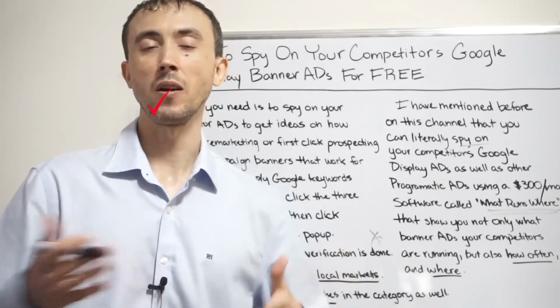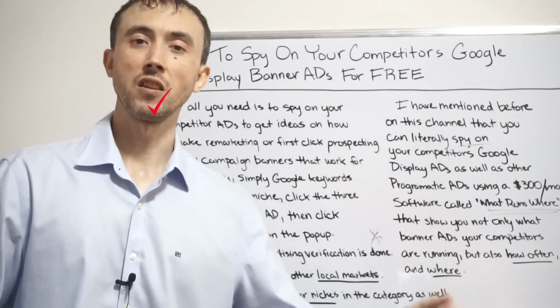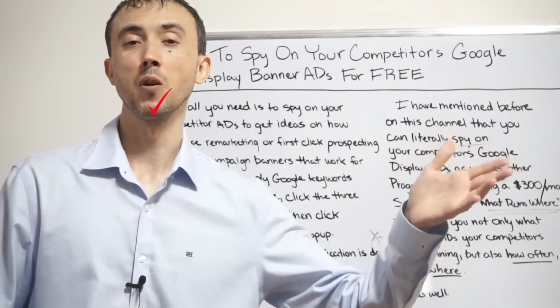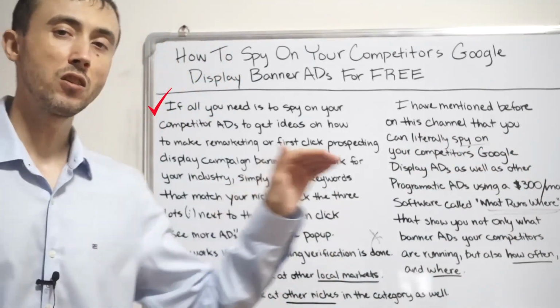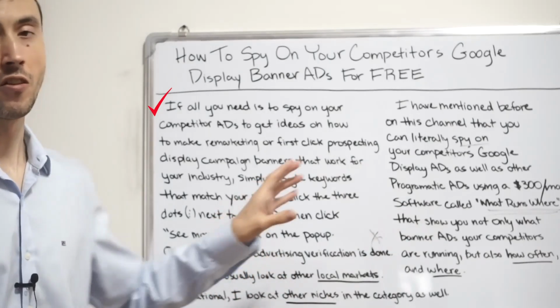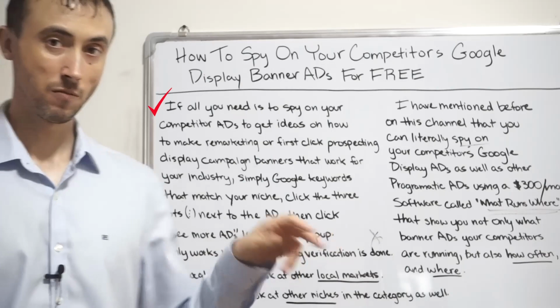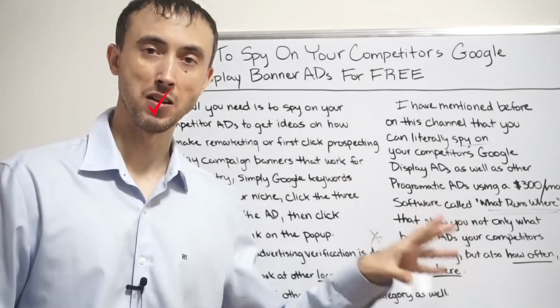At that point, Google probably hasn't asked them for it. Whereas if they spend $10,000 a month, more than likely they are going to be asked to verify their account by uploading their ID and so forth. And then at that point, when you see their search ad, you'll have the option to see all the other ads by clicking on the three dots and then clicking See more ads. So that's specifically the method to see your competitors' banner ads.